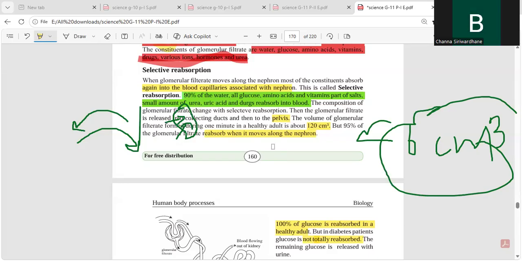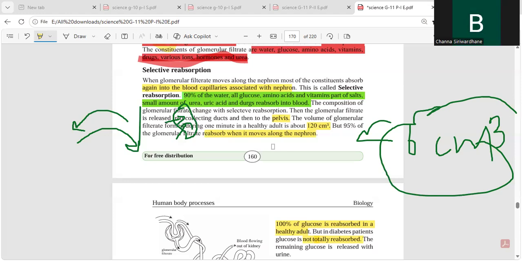Calculate the balanced volume if the glomerular filter rate formed during. Right? හරි සර්. Right.